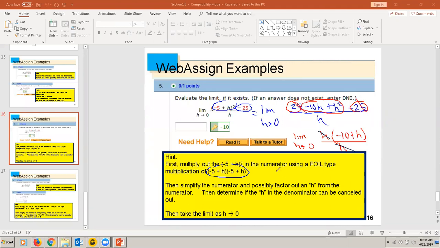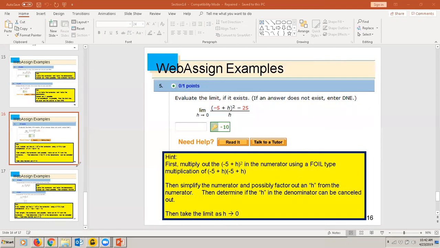Now I'm left with the limit as h approaches 0 of -10 plus h. But now I can use direct substitution. So this is going to be -10 plus 0. Of course, that gives me the answer. So the answer to this question turned out to be -10. So again, I was able to cancel out the h in the denominator, but first I had to expand the numerator using a FOIL kind of multiplication.